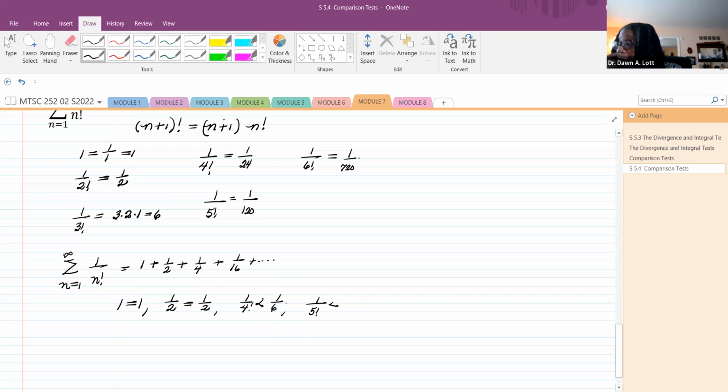Okay, I want to compare these terms to something else, but that's not what I want. Oh my goodness. Okay, the first one is 1, the second one's a half, the third one's a fourth, the next one is the 16th. So 1, 2, this should be 3 factorial, and this should be 4 factorial.